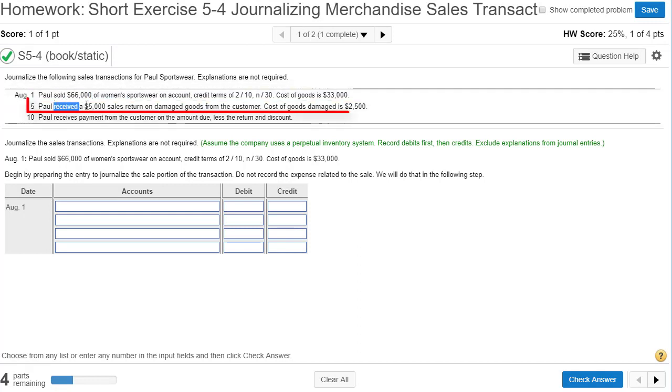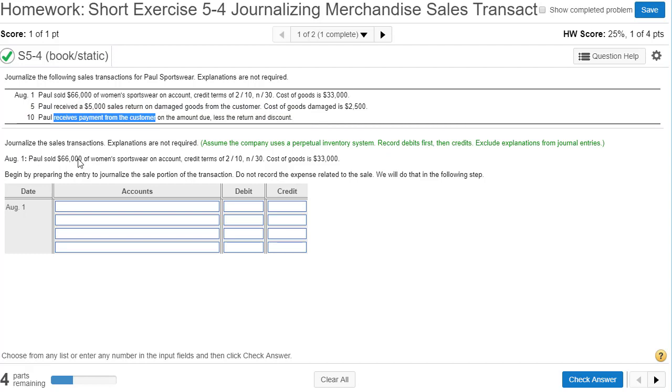And then later we're going to return some of those because they're damaged. So we'll have to lower the customer's accounts receivable. And then finally, the customer is going to pay us on the 10th, less the return and less the discount. So let's get to August 1st.